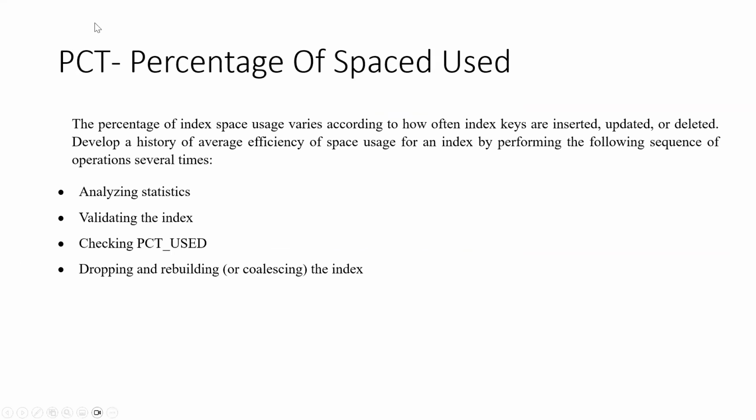Now let us talk about PCT. PCT stands for percentage of used space. It is used for analyzing the statistics, validating the index, checking the PCT used, and dropping and rebuilding the index. So there are four uses. The percentage of index space may vary according to how often index keys are inserted, updated, and deleted. Hence, a history of the average efficiency of space usage for an index can be developed by performing a series of tasks as its points.